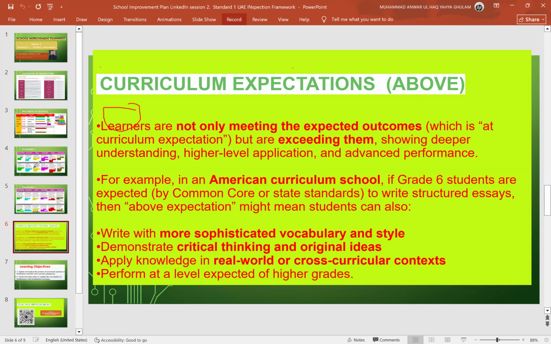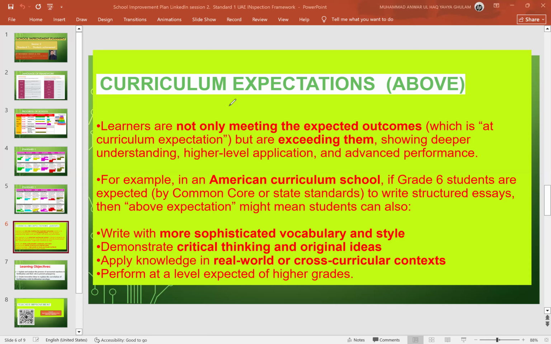Okay. Now, next thing, this was the question that I actually asked you before. What does it mean? What is above the curriculum standards? Above the curriculum standard means learners are not only meeting the expected outcome, which is their curriculum expectation, but are exceeding it, showing deeper understanding, high level of application, and advanced performance.